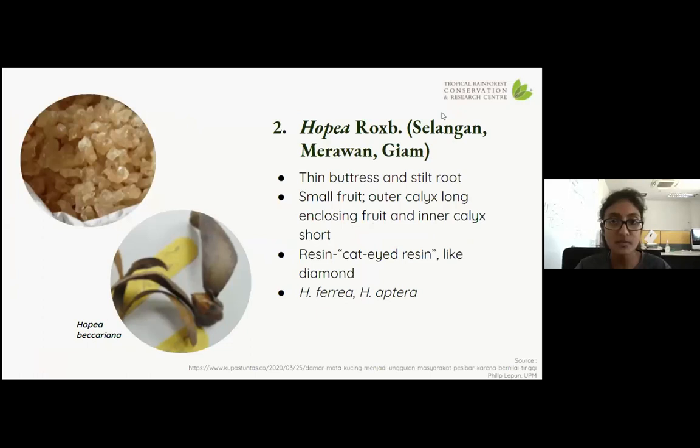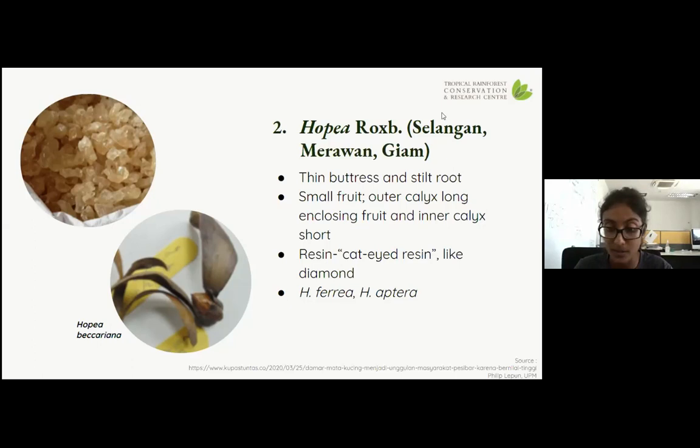Next is Hopea. Okay, for this genus, you look at the base of the trunk. You see thin buttress, which is root that goes from the trunk all the way to the ground. This root is attached to the trunk, so it's called buttress. And then there are also stilt roots. Stilt roots are not attached to the trunk, so they just go from the trunk all the way to the ground. The fruits are small and they have long outer calyx lobes and also the inner ones, but they are shorter. The resin of Hopea is known as cat's-eye resin or damar because of the shape of the resin, as you can see in the top photo. Some examples are Hopea ferrea and Hopea aptera.